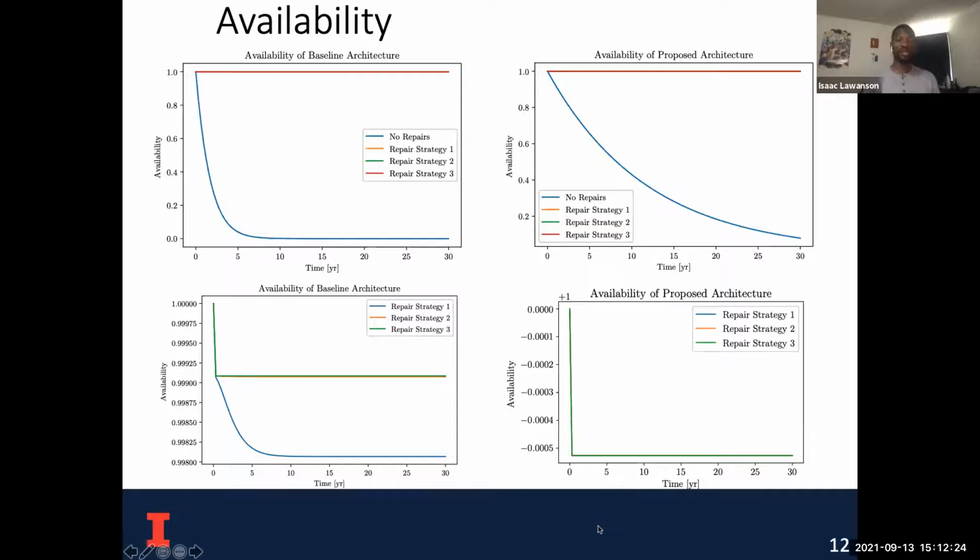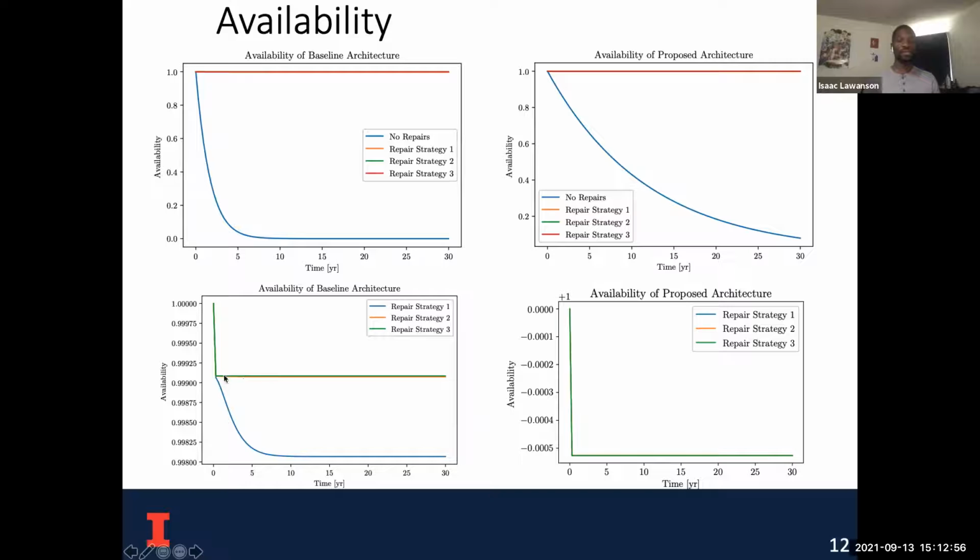So here, these are some graphs that just show the numbers that I presented on the screen earlier. Obviously, if there's no repairs, then we expect the availability of the baseline to go to 0 at time equals 30 years. But there's a slower curve for the proposed architecture. And then right below these top graphs for baseline and proposed is just the zoomed in versions of this red graph up top, where we remove the no repair strategy.